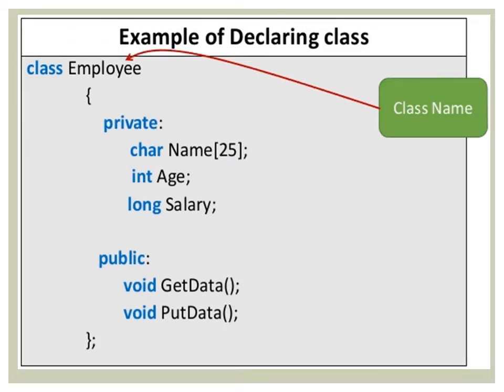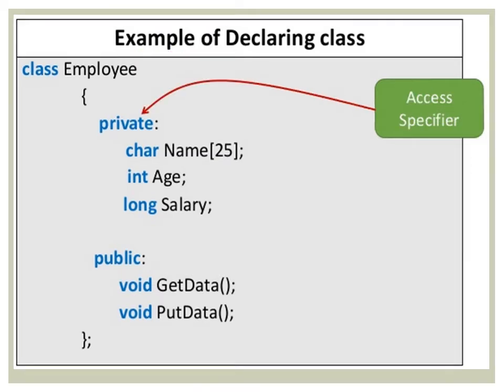In this example, class, as we saw, is a keyword. After that, employee is the name of the class, and then comes the body of the class. Now see, after the keyword and the name of the class, we see the access specifiers. These are private and public. Private and public are the access specifiers which give the accessibility of the variables and the functions. So whatever data members there are, we declare under the private access specifier, and whatever functions there are, that is getdata and putdata, we declare under the public access specifier.